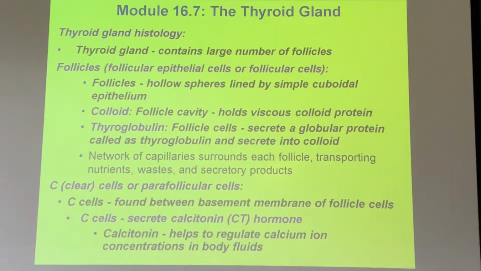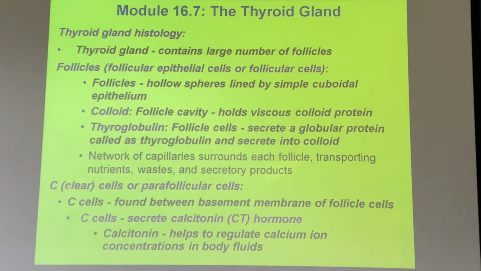It's called colloid because it has a protein, and this protein is called thyroglobulin. Thyro means it's coming from the thyroid. So these follicle cells which surround the follicle or colloid secrete a protein called thyroglobulin into this colloid. So that's why it's called thyroglobulin.